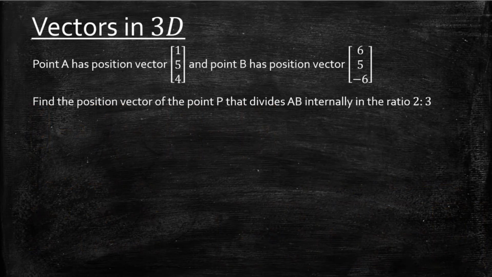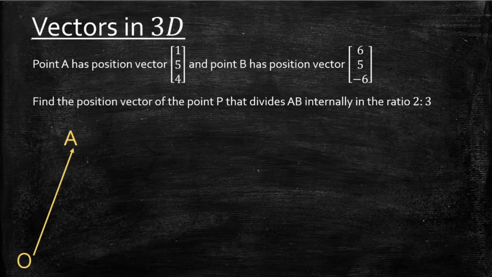Point A has a position vector of (1, 5, 4), and B has a position vector of (6, 5, -6). Just remember that position vectors are usually given from the origin. It wants us to find the position vector of the point P that divides AB internally in the ratio of 2 to 3. I'm just going to go over what that means.